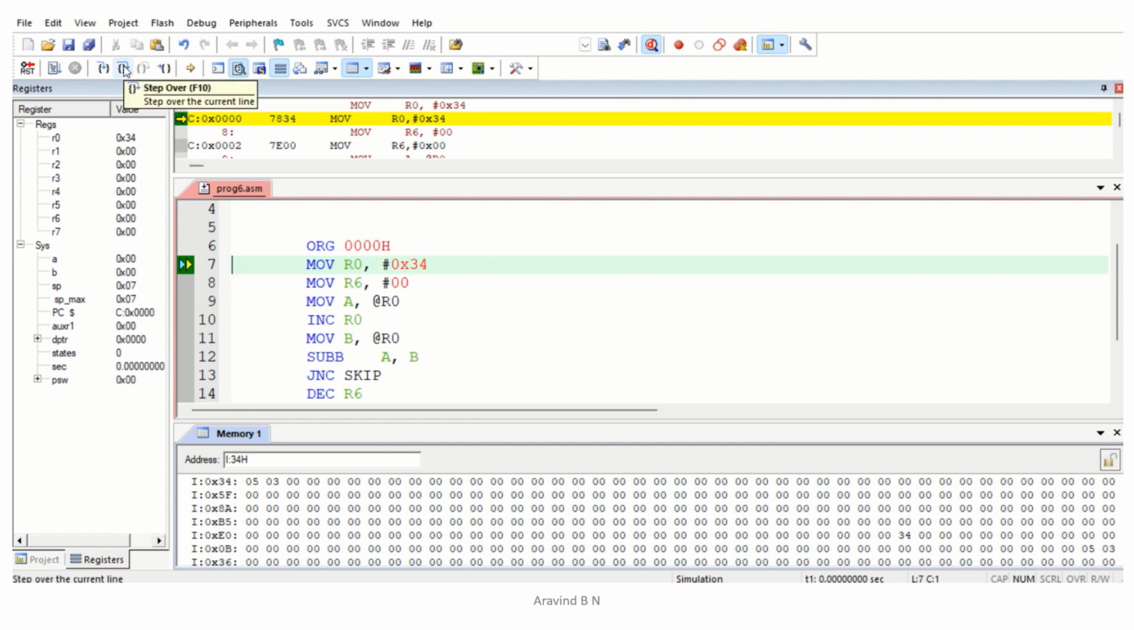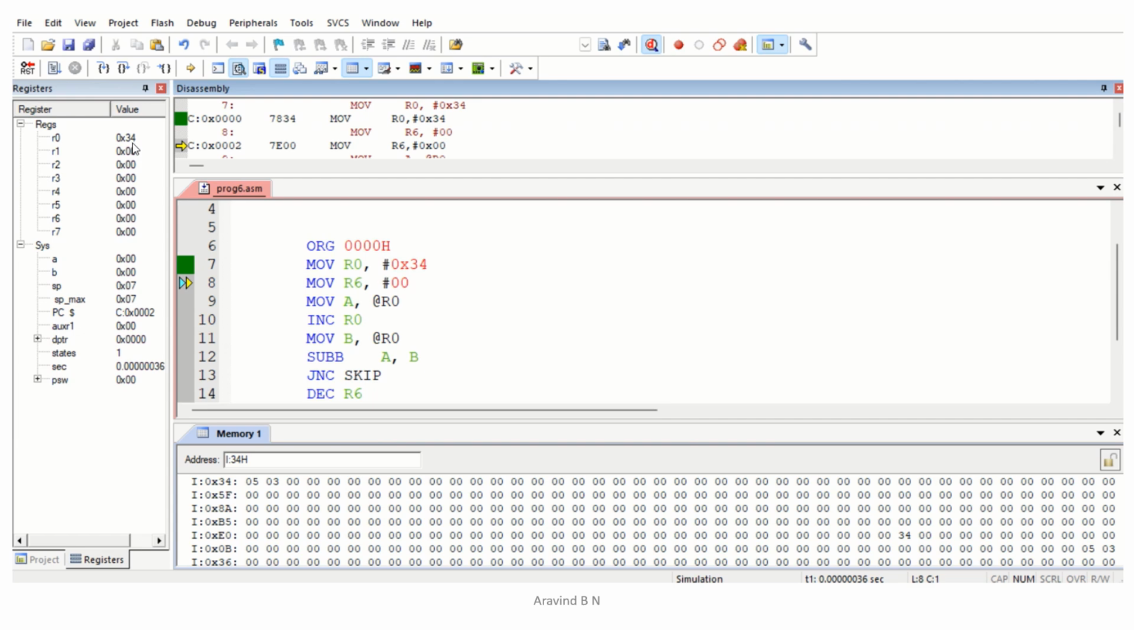First, MOV R0, #0x34. So R0 will be loaded with the value 34. Then initialize R6, where the MSB part of the result will be stored, with 0. So it is updated. Then move the contents pointed to by R0 to the accumulator A. Now R0 consists of 0x34, which means the value present in memory location 34H will be moved to the accumulator. That value is equal to 5. Observe the accumulator over here: now the accumulator is updated with the value 5.